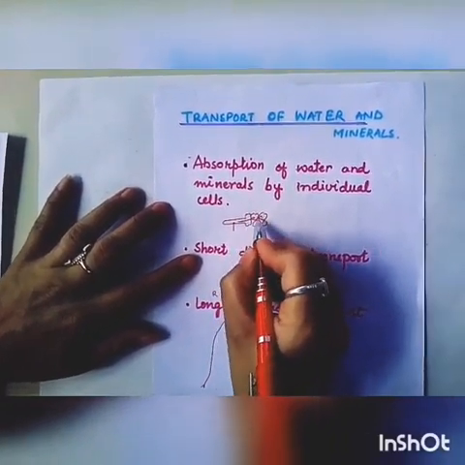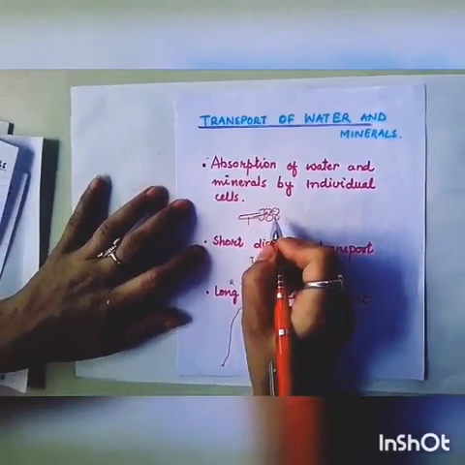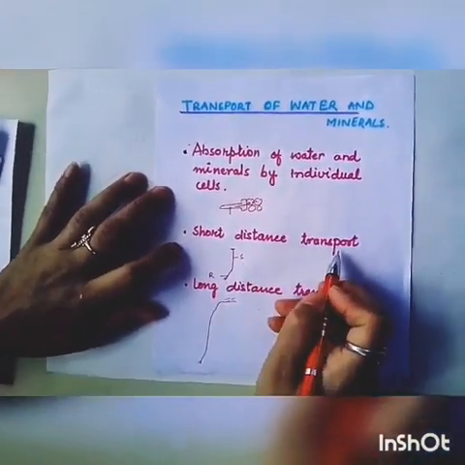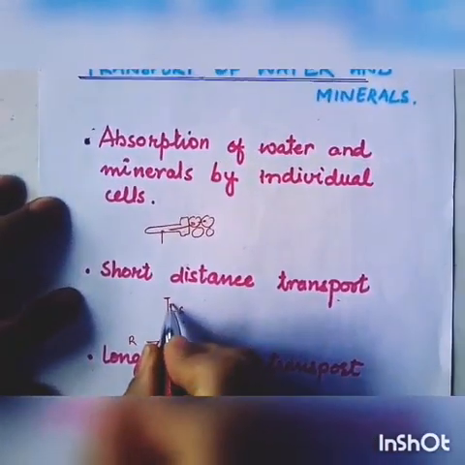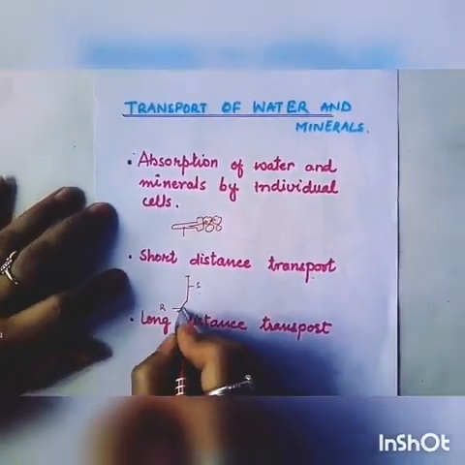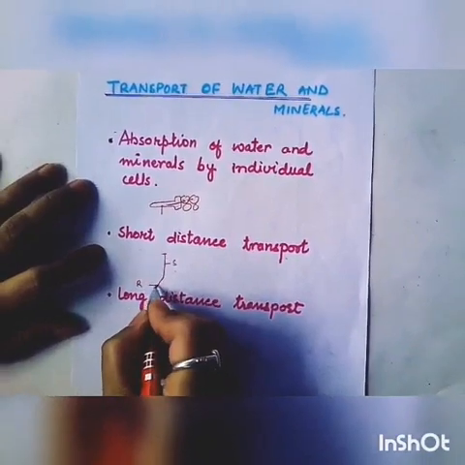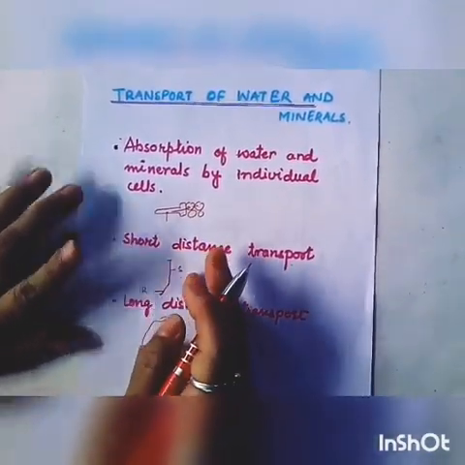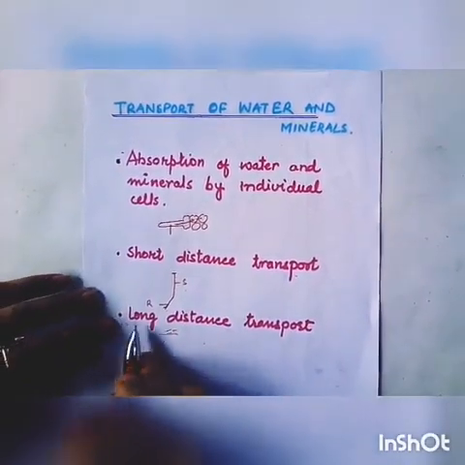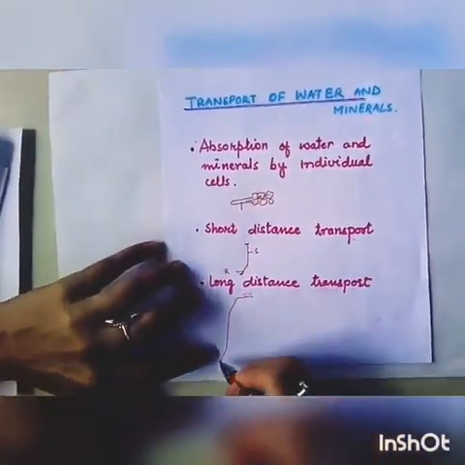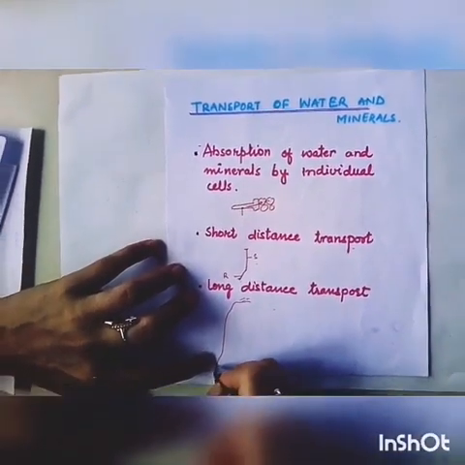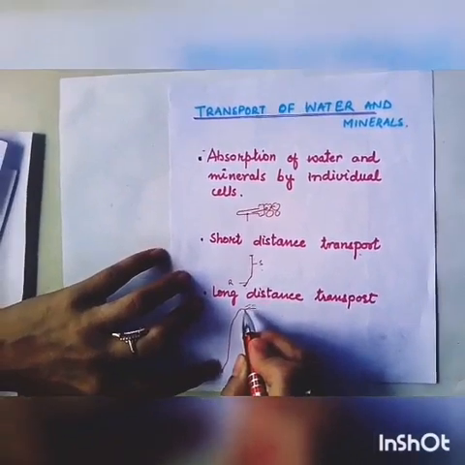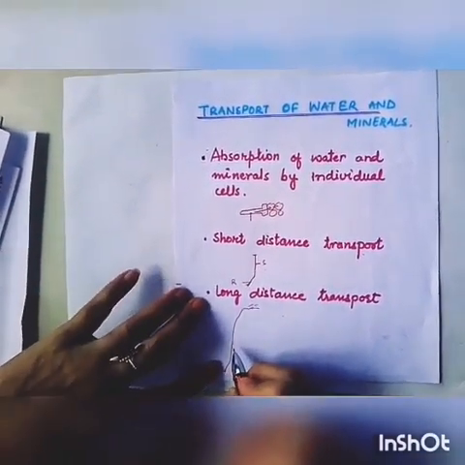So this is the individual cell absorption. Now the second level is short distance transport from the root to the stem. Water is absorbed by the root and then moves a short distance to the stem in herbaceous plants. Now the third level is long distance transport. It is absorbed by the root and moves up the stem. That is the long distance transport.